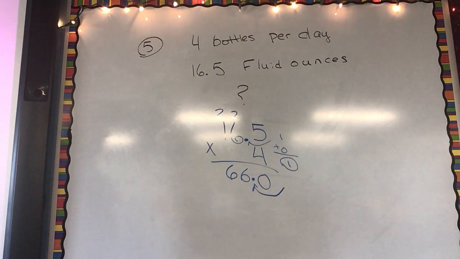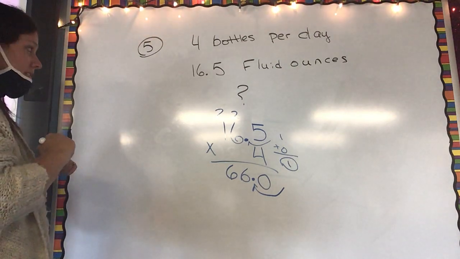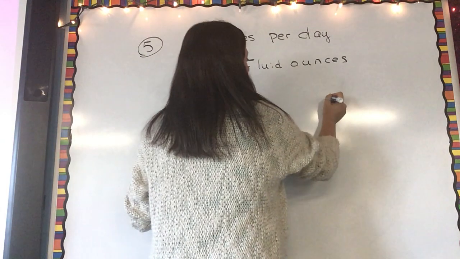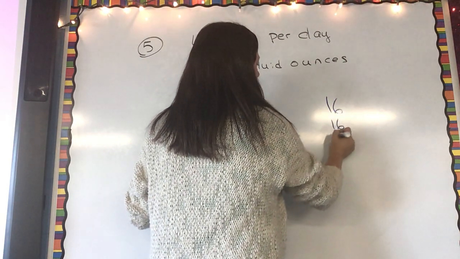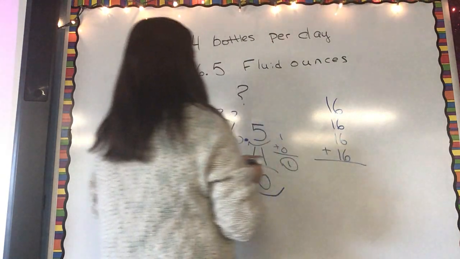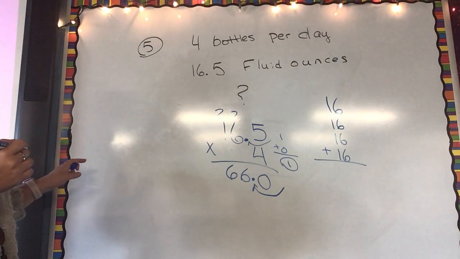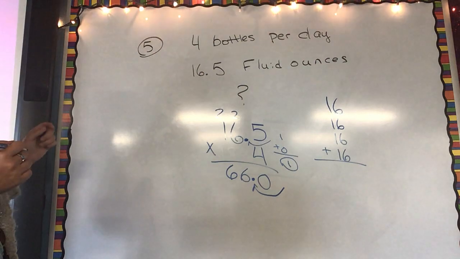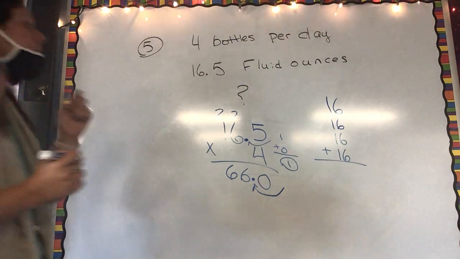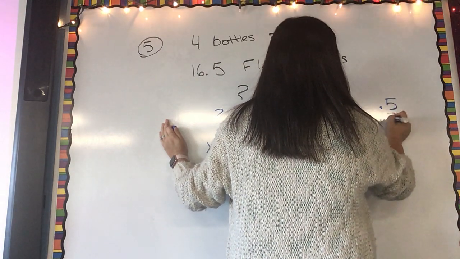I did it by adding. What'd you add? First I did 16 plus 16 plus 16 plus 16. Nice, this works. And then what'd you do? Then I did 5 plus 5 plus 5 plus 5. I knew that equaled 20, and I knew that 10 equaled 1 fluid ounce, so it equaled 2 in all. So I added 64 plus 2, which is 66. Nice.